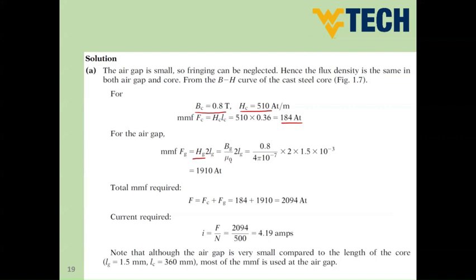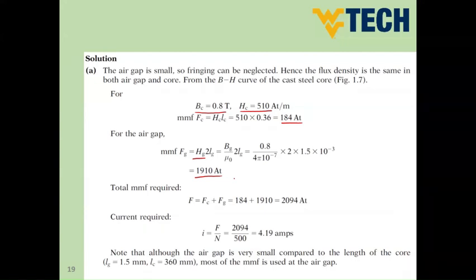Since B gap equals B core, because we assume that the area is constant, we can say H gap equals B gap divide mu naught. So 0.8 divide mu naught, which is 4 pi times 10 to the power minus 7. And we can obtain the amount of MMF of the air gap part. And this is the number here, 1910 ampere turn.